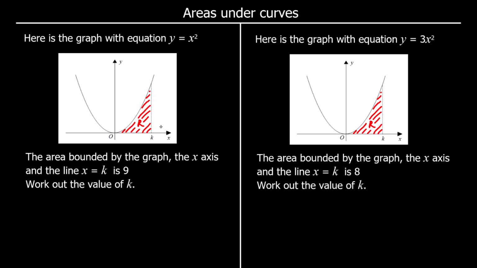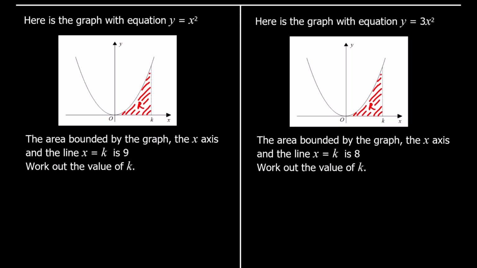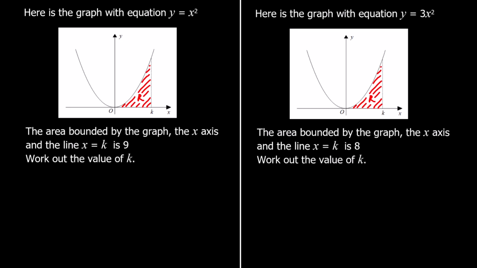So here is the graph, y equals x squared. The area bounded by the graph, the x-axis, and the line x equals k is 9. So the area equals 9. Work out the value of k. So we've got the integral between k and 0 of x squared with respect to x is 9. We need to find out what k is.